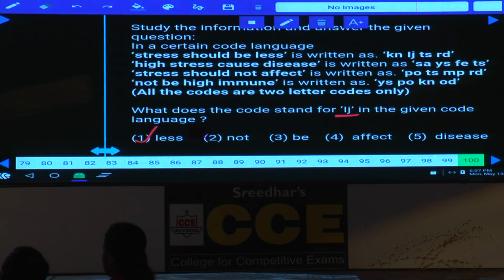In a single take you can write this. Then coming to question numbers, tell me, next.